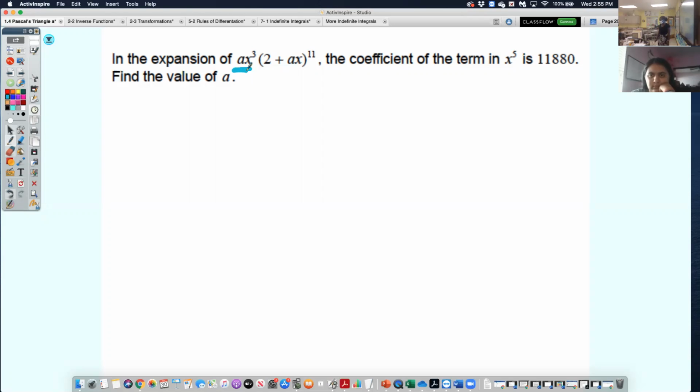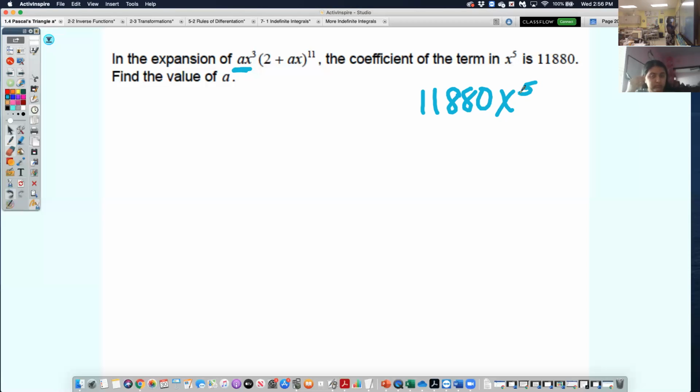This one is calculator, so it will save you a tad bit of time, but you know, try not to do that. So it's different because I'm looking for a. I already know what the coefficient is of the x to the 5th term. The coefficient is 11,880. I already know what that term is. I'm trying to figure out what the value of a is going to be, so that way I can actually get that particular term. Okay?